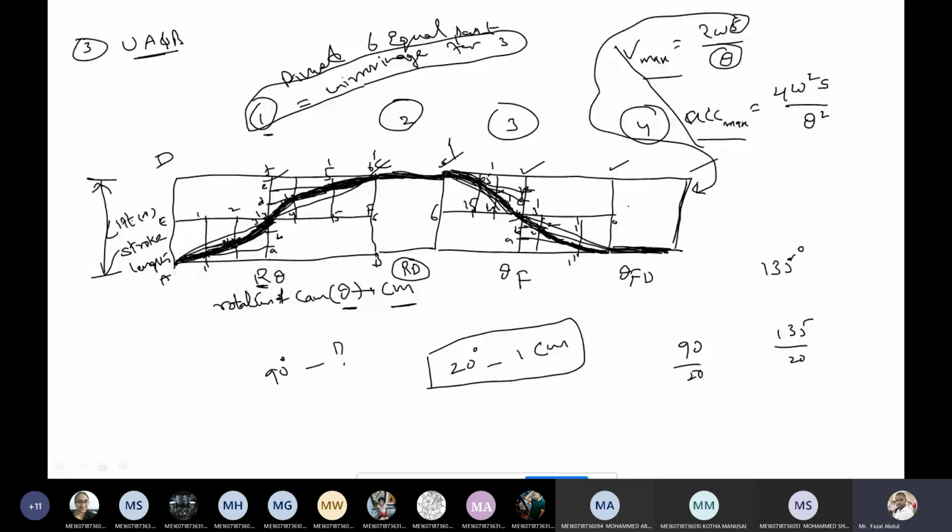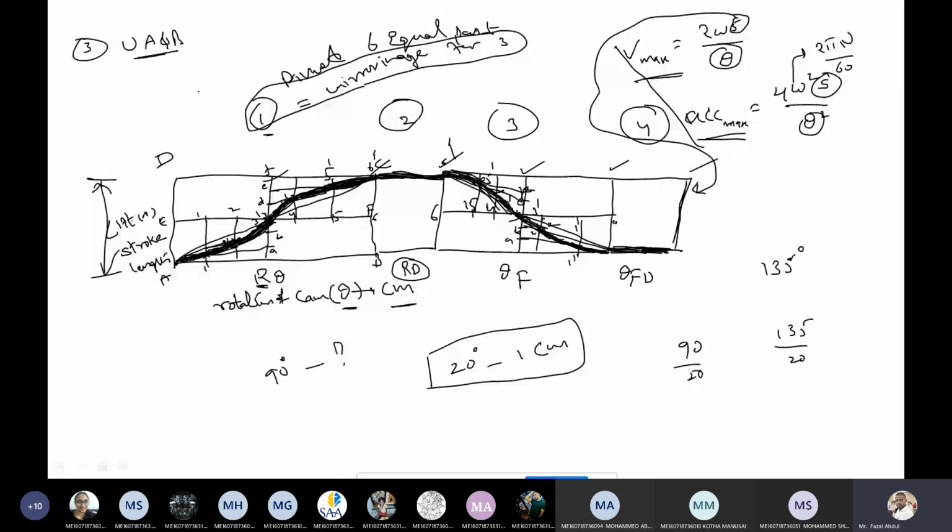And here omega is the angular velocity, 2 pi n by 60. S will be given in the question, and the theta value also depends on the question. Substitute all values in these equations and you will get the maximum velocity and maximum acceleration. So this is the procedure for uniform acceleration and retardation. Is there any doubt? You can ask, otherwise I will move to the next problem.